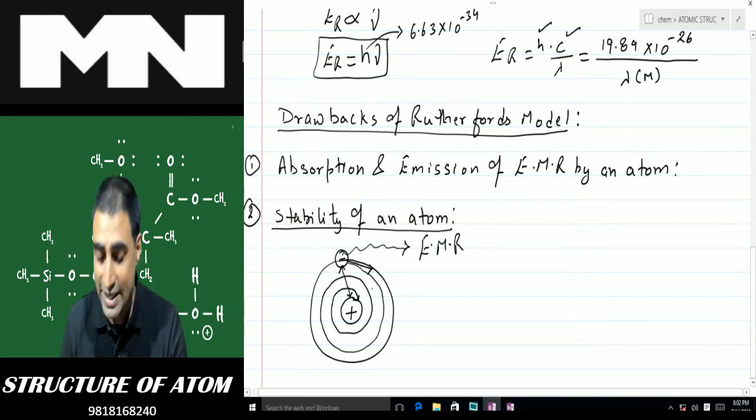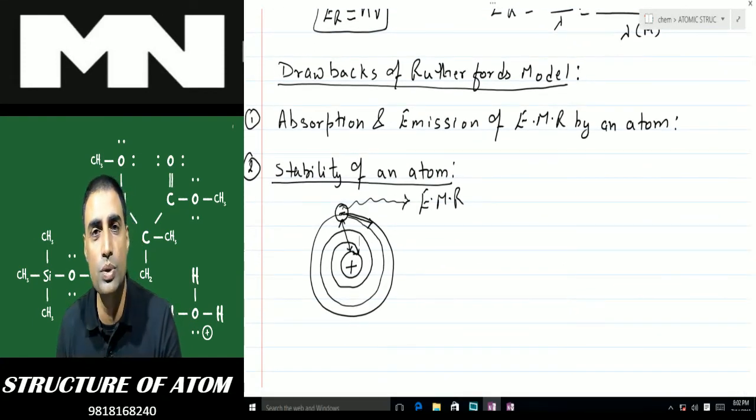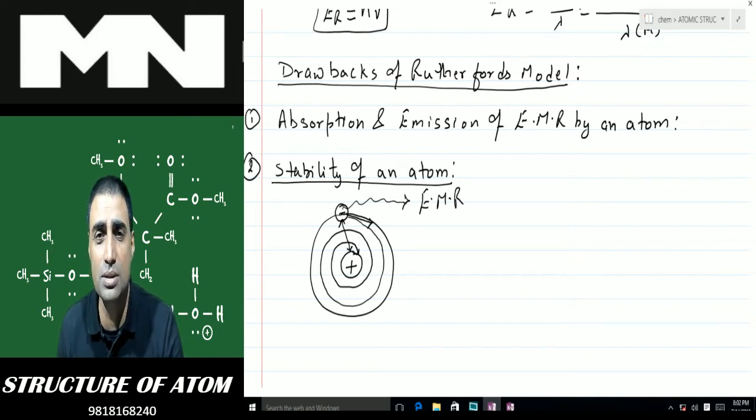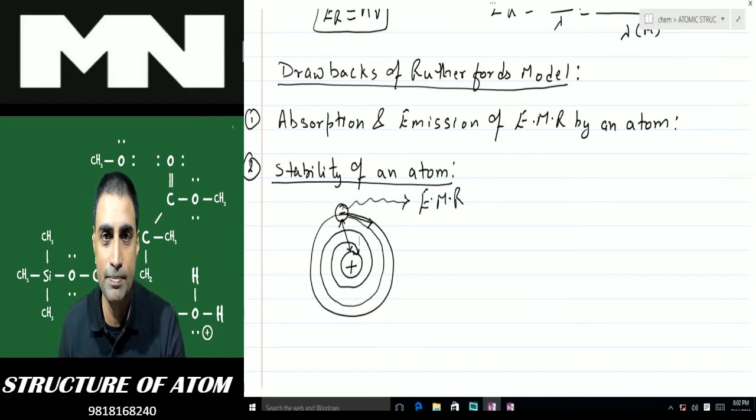Well, who explained this then? These two drawbacks of Rutherford's model were explained by Niels Bohr. And Niels Bohr's model, what we call Bohr's model, is not different from Rutherford's model. It is quite the same as Rutherford's model. The only thing is, the facts which Rutherford could not explain, Niels Bohr explained. And that too because by the time of Niels Bohr's model, Max Planck gave his quantum concept. So Bohr used that quantum concept.